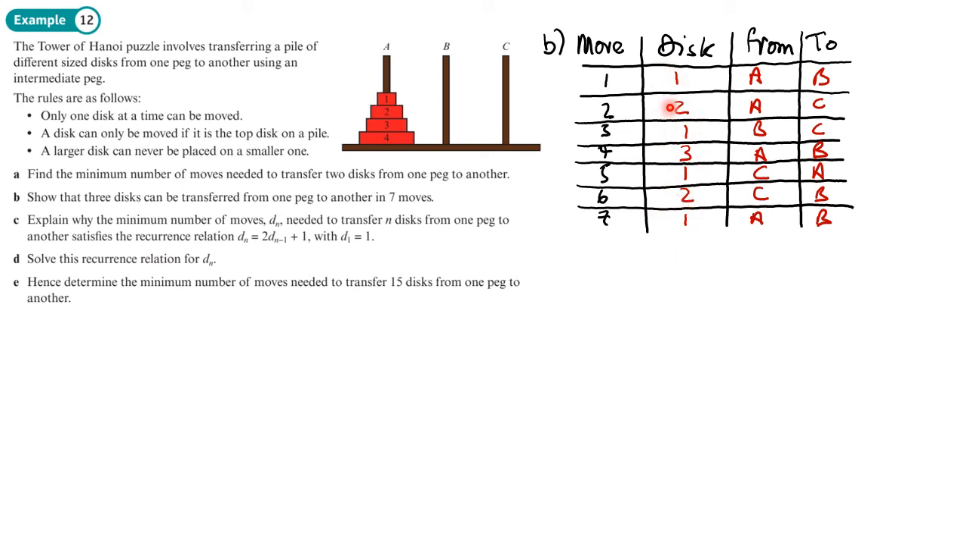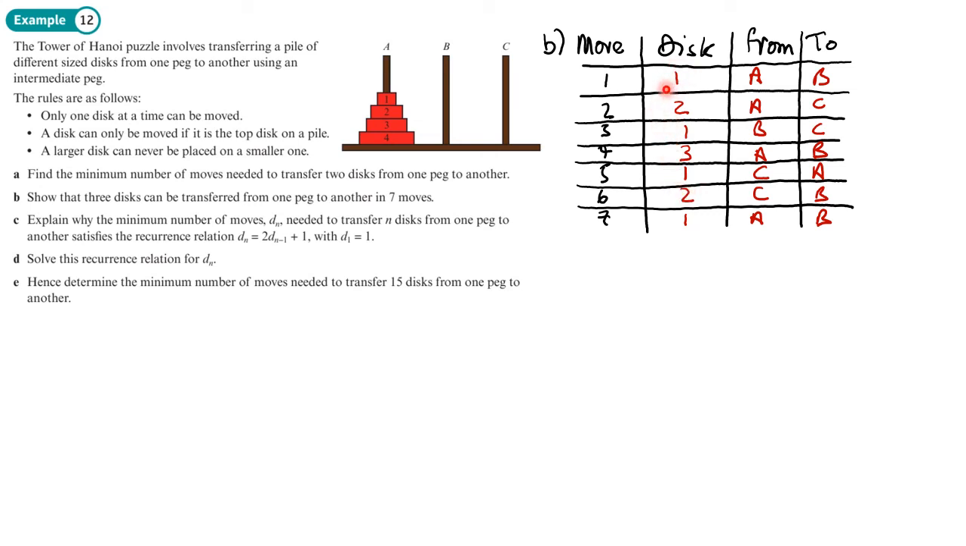And actually if we carried this on, we'd see that every other move, it's disk 1 that moves. Then every fourth move, starting from here, 1, 2, 3, 4, is disk number 2. And if we carried it on, we'd see every fourth move is disk number 2. And every 8th move would be disk number 3. Every 16th move would be disk number 4.